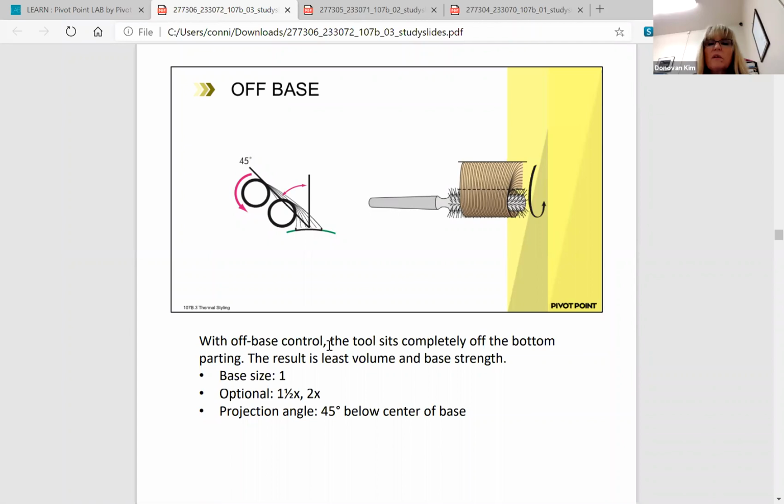With off base control off the bottom parting width. It's supposed to be width. Oh, okay. Well, we know what it means.